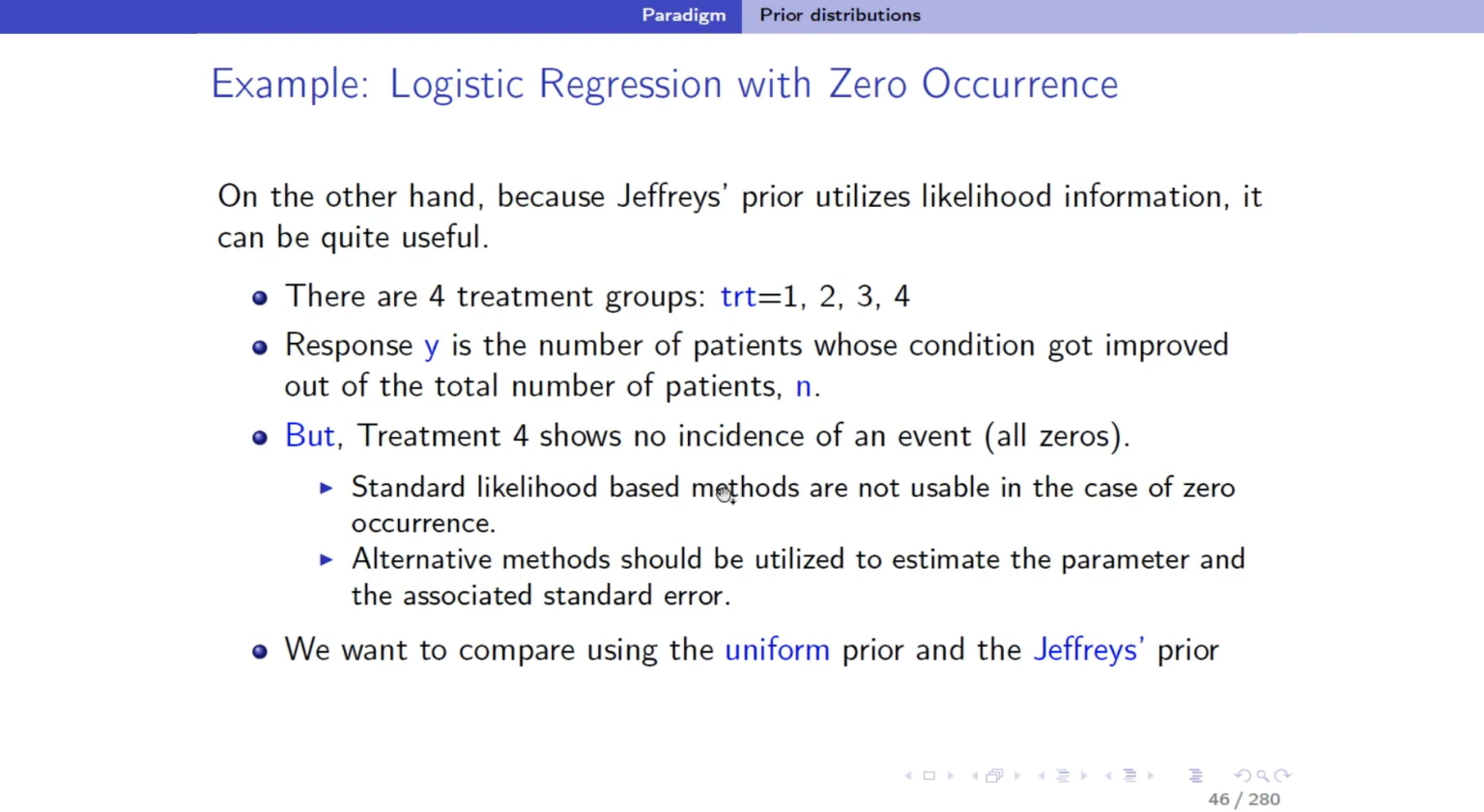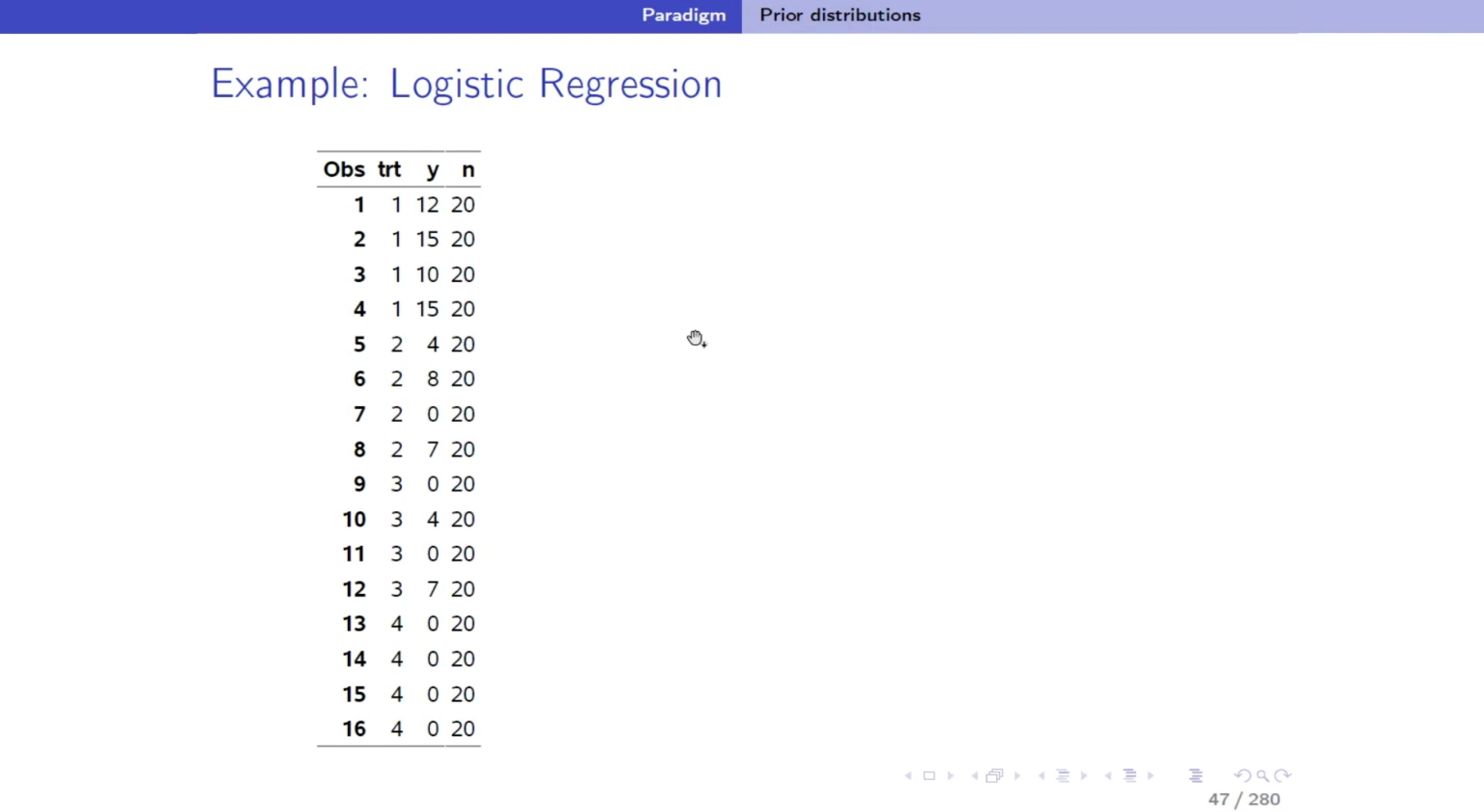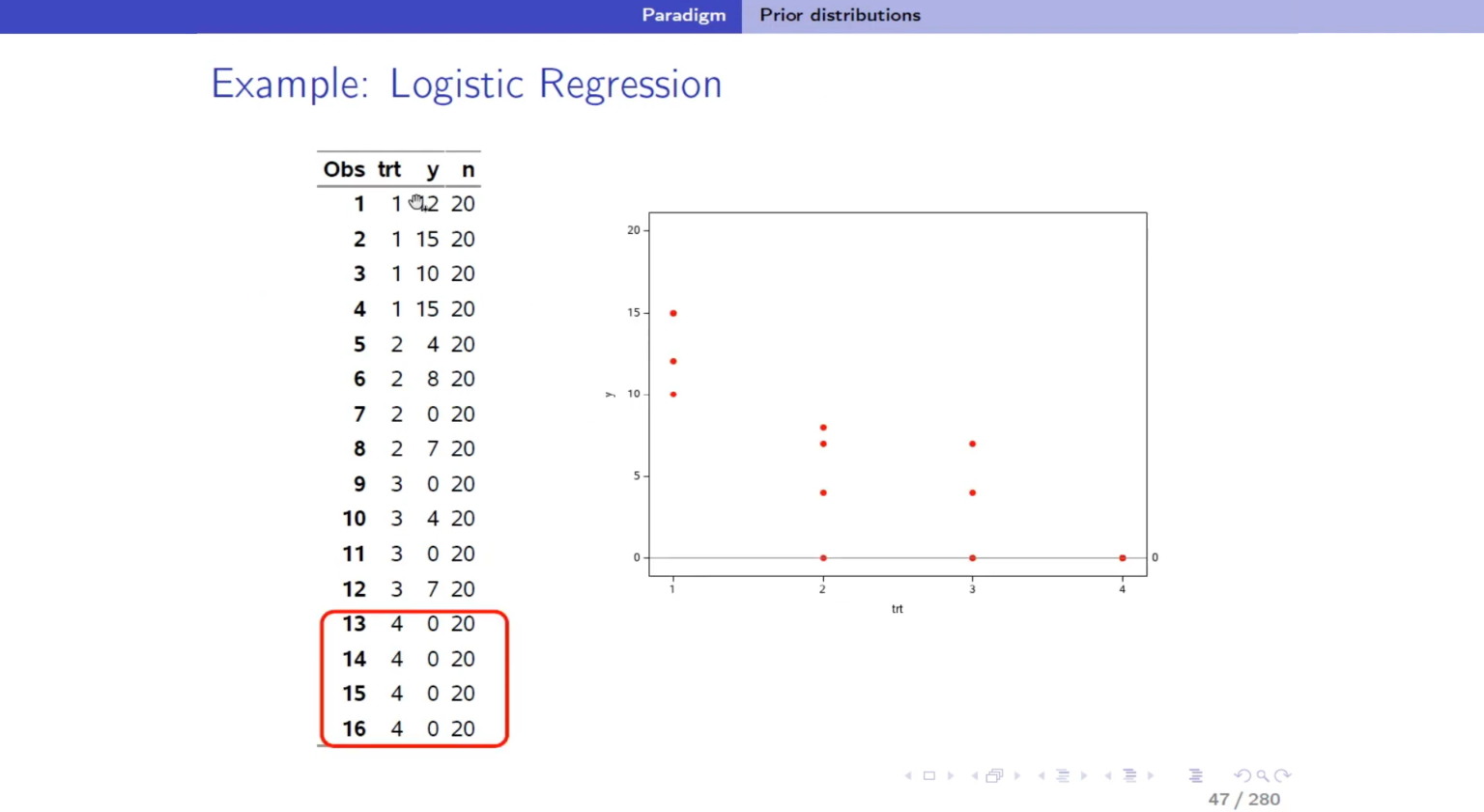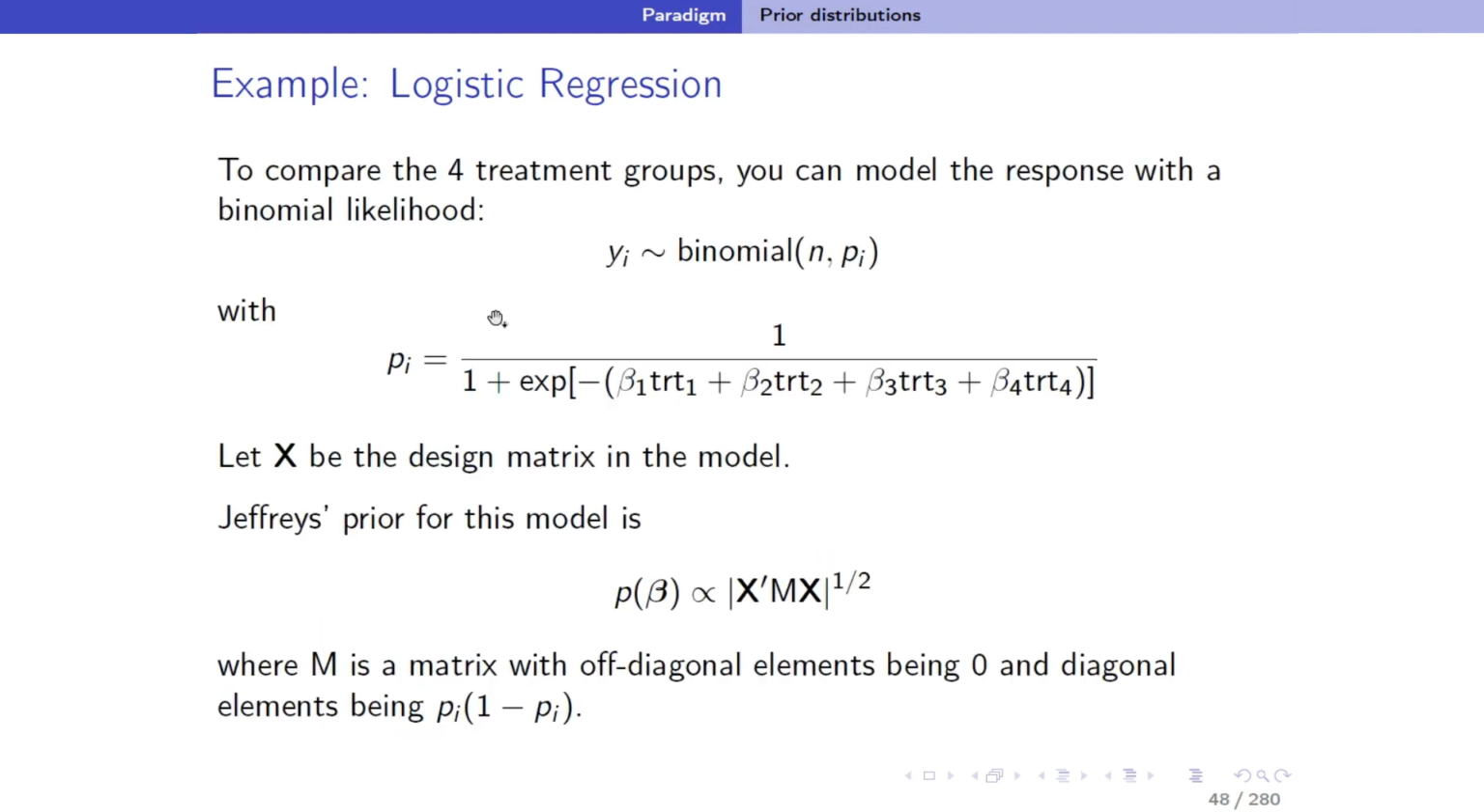And now if you're going to do this model, standard likelihood-based methods are not usable because of zero occurrences, and you've got to have other ways to compute the standard error. And now we can compare using the uniform prior and the Jeffrey's prior analysis in here. And this is just the data that I see. You can see group 1, 2, 3, 4, and 1, 2, 3, 4, and then there is the number of responses in each of the n number of trials.